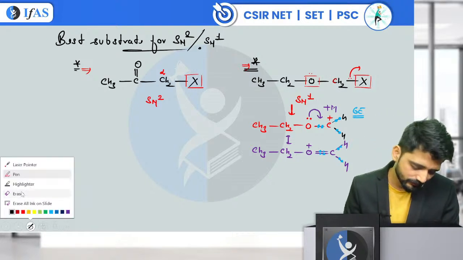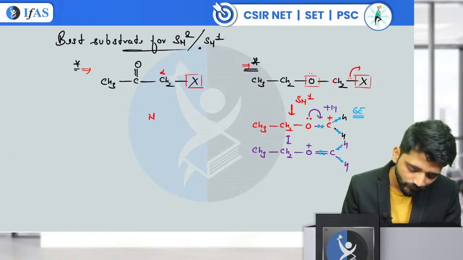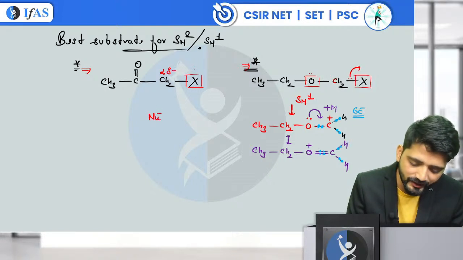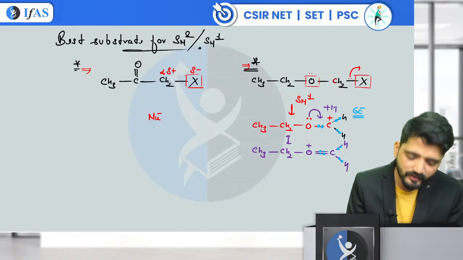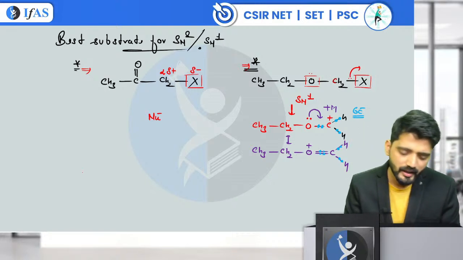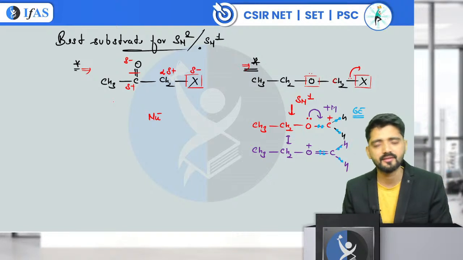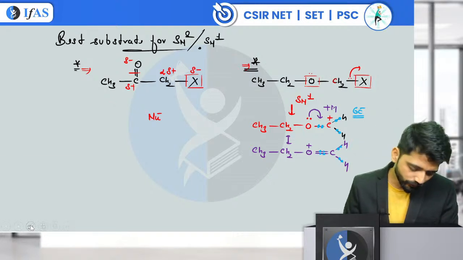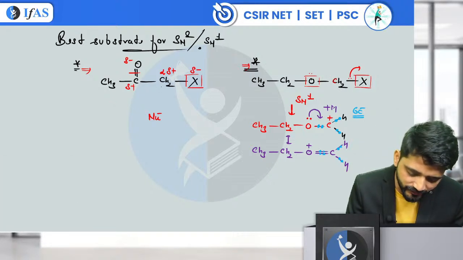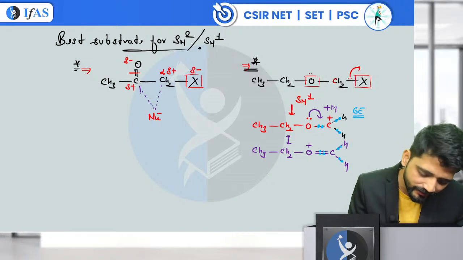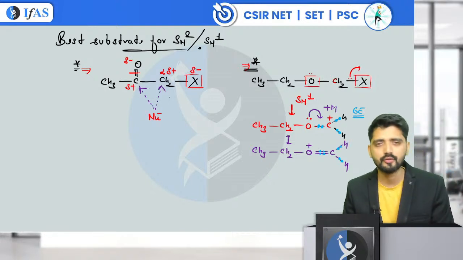What happens here is, let's suppose I have a nucleophile. Now this center will also have a delta positive because a halogen is attached here and it wants to go out. And of course, the carbonyl center has a delta negative and a delta positive at this center. When a nucleophile approaches towards the delta positive center, this nucleophile is attracted by the carbonyl center also.